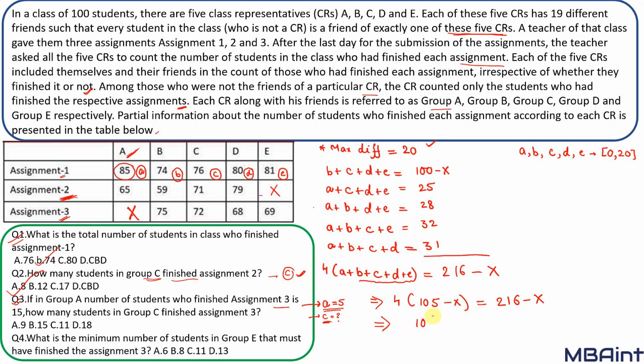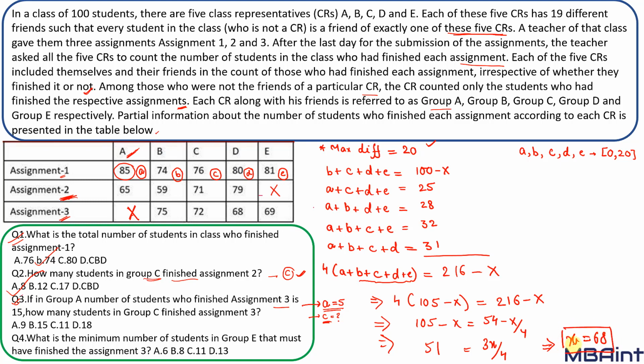105 minus X equals, this would make it 54 minus X by 4. And if this comes over here, let's take minus X to this side. This would be 3X by 4 and 54. So that makes it 51. And the value of X over here, 3, 17, 17, 4, 68. X equals 68, right?